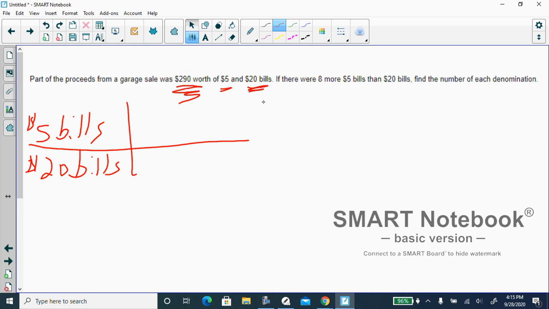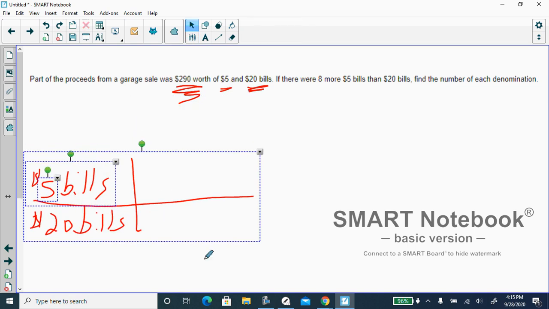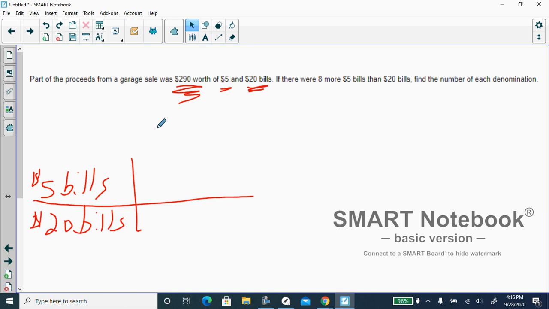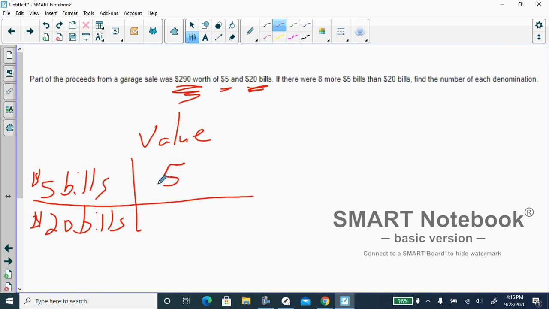Let's scoot this all down. Of course the value of one $5 bill is $5. The value of a $20 bill is $20. So let's let the next column be the number of those bills.